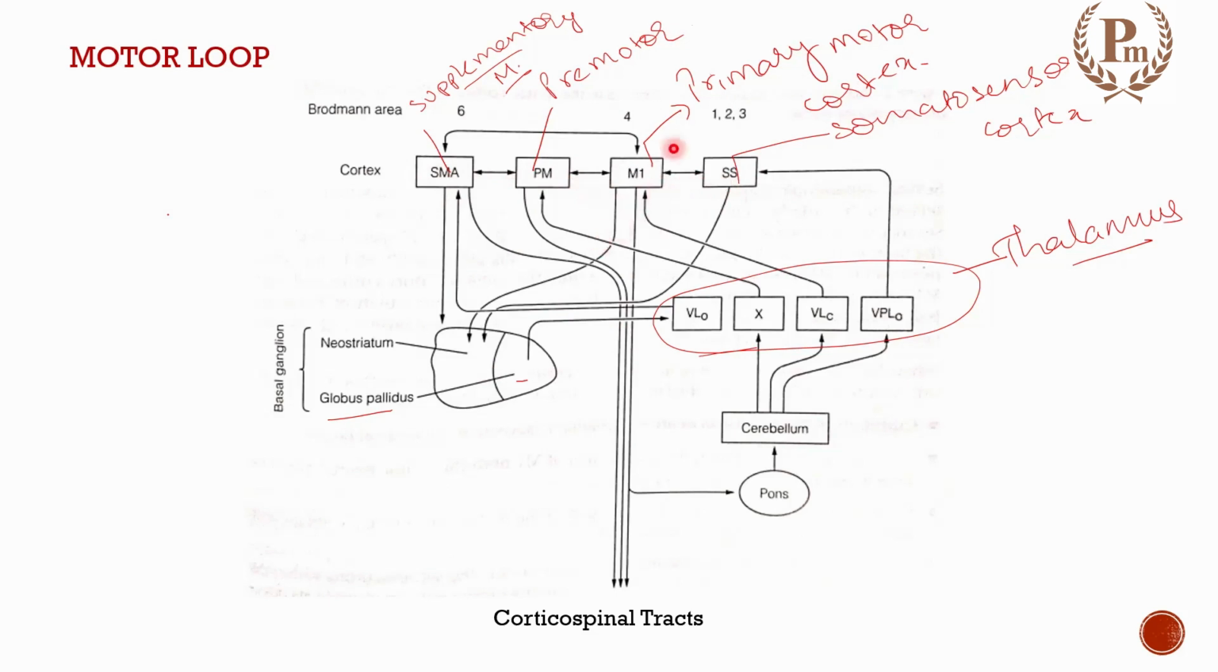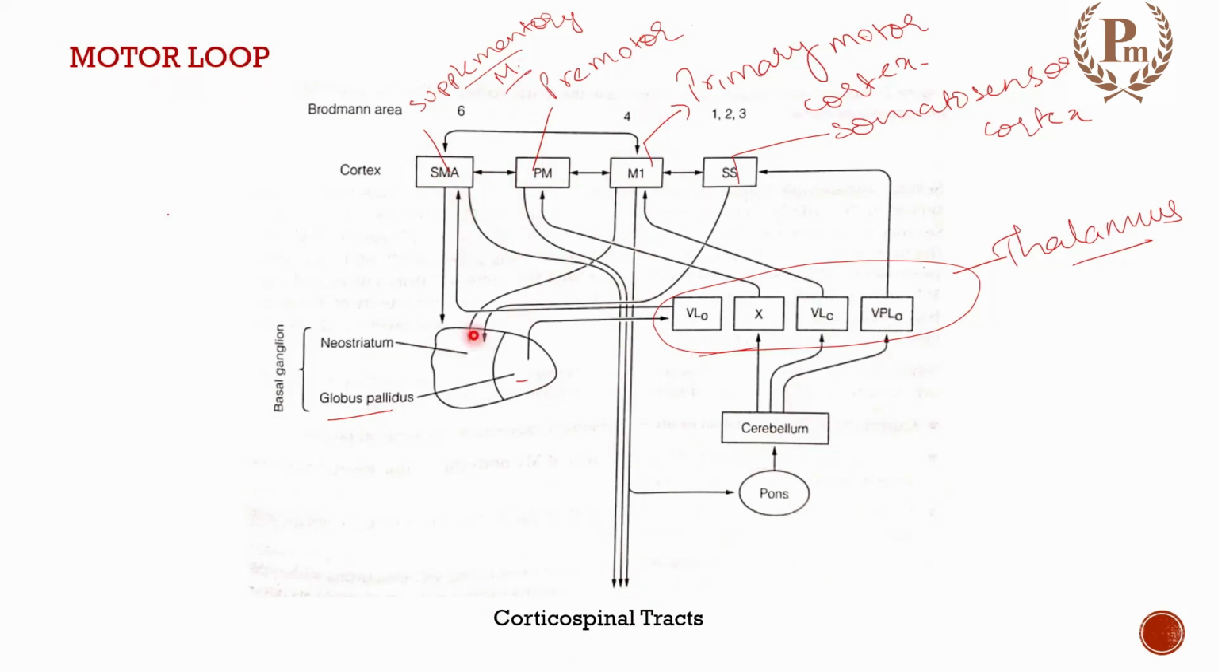Then we know that there is a fiber coming from the primary motor cortex directly to the spinal cord, and it forms my corticospinal tract. There are also some fibers coming directly from both the premotor and the supplementary motor areas. They also form my corticospinal tract. Fine. So you've understood this connection, right? The basal ganglia, cerebellum, and thalamus are part of my motor loop.